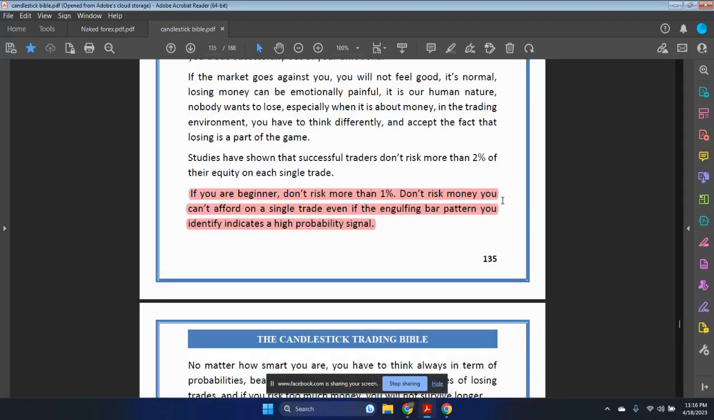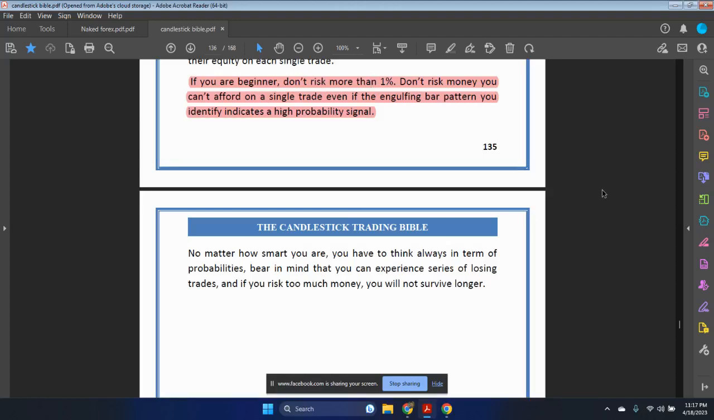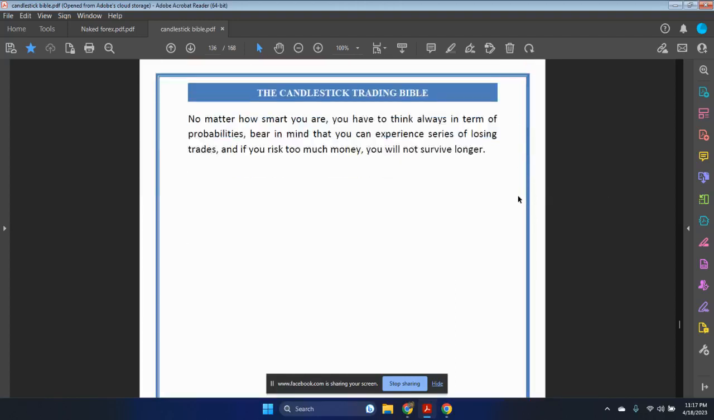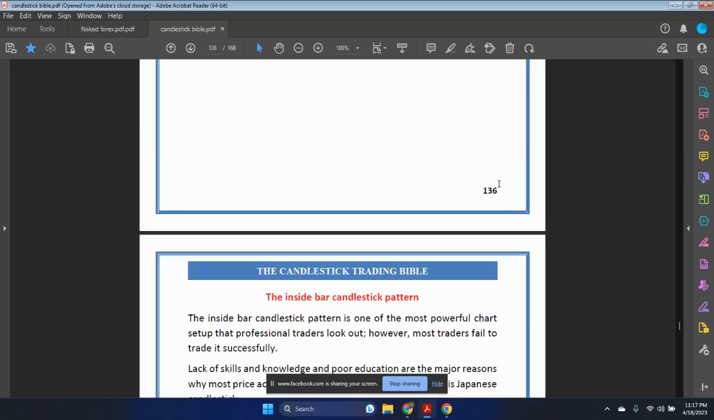If you are a beginner, don't risk more than 1%. Don't risk money you can't afford on a single trade, even if the engulfing bar pattern you identify indicates a high probability signal. Meaning, if you see that high probability signal set up, don't risk no more than 1%. I don't care if it's good or not. The market still does what it wants to do, and she can fake us out, and she can do whatever she wants to do and take your money. Okay. Protect your money at all costs. Yes, we do get it. You may go into a stop loss, but make sure that you have that risk reward set up for you.